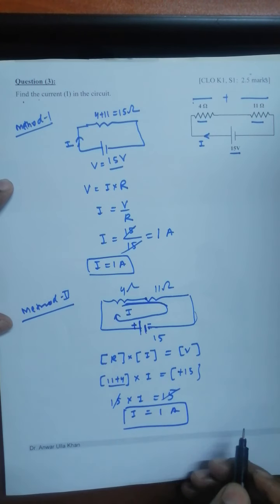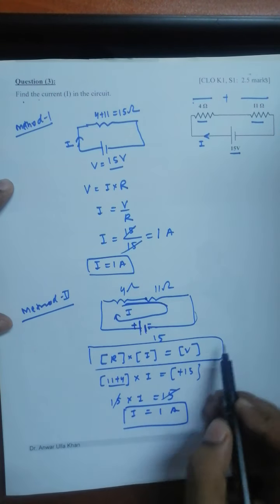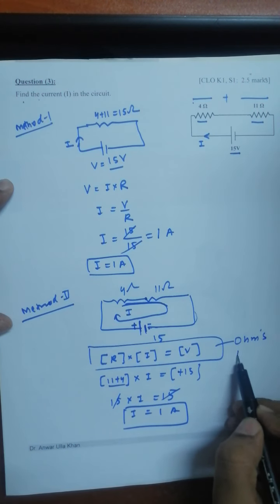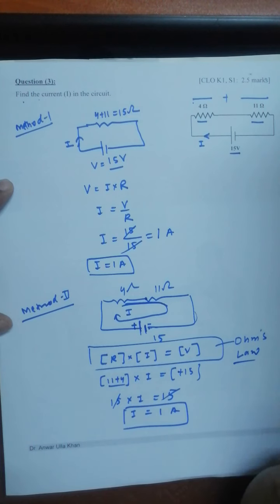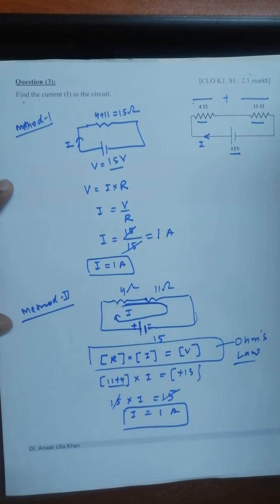This is another easy method to calculate the value of current. You have to remember, this is also Ohm's law, but in matrix form, for mesh 1, for only one mesh. So this is another method. So there are two methods.